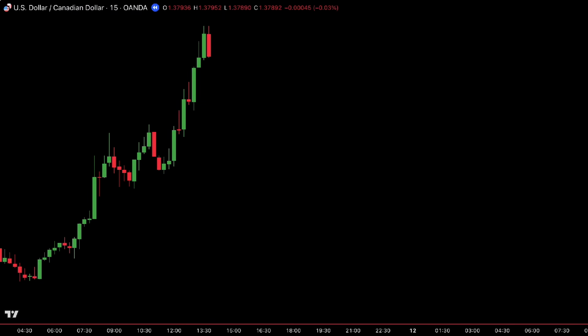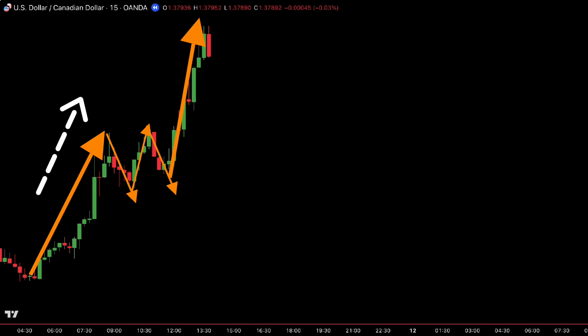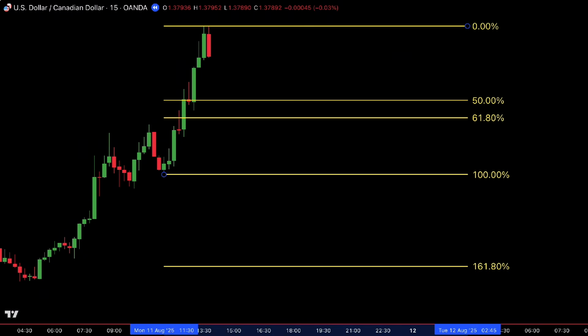Now look at the US dollar versus Canadian dollar on the 15-minute chart. Everything looks perfect at first. Buyers are in control, structure is clean, and the market keeps pushing upward. You've got a strong impulsive leg, you measure it correctly, from the swing low to the swing high, your 50% and 61.8% levels appear, and for most traders, this looks like the ideal Fibonacci setup. But watch what happens next, because this is the exact moment where traders get trapped.